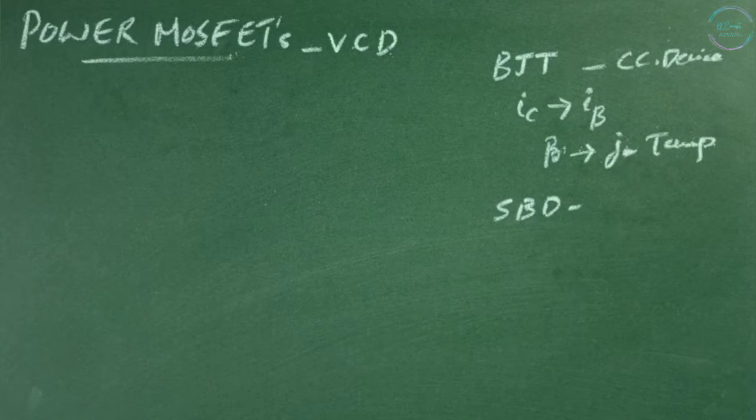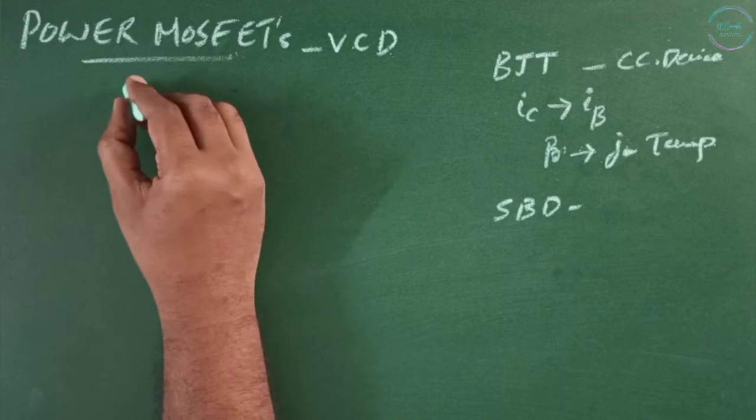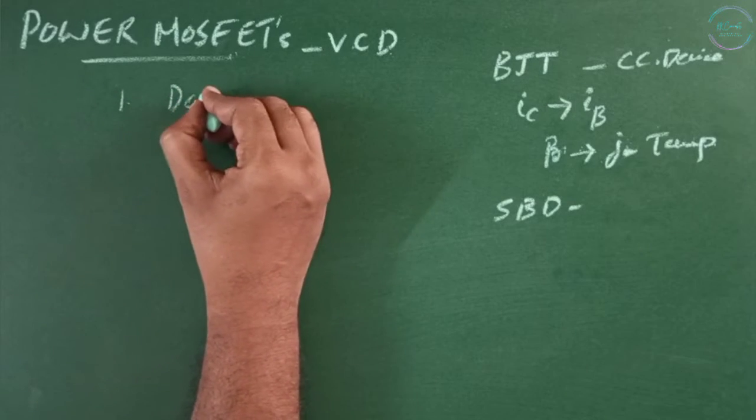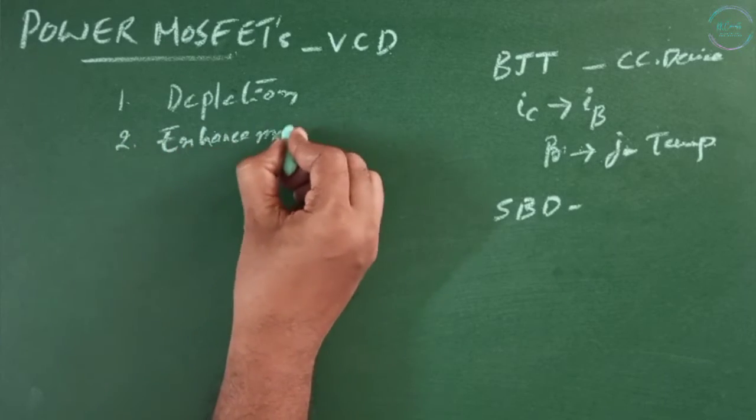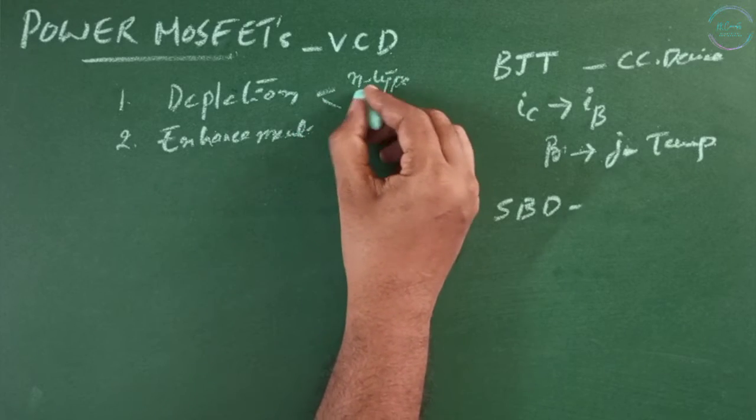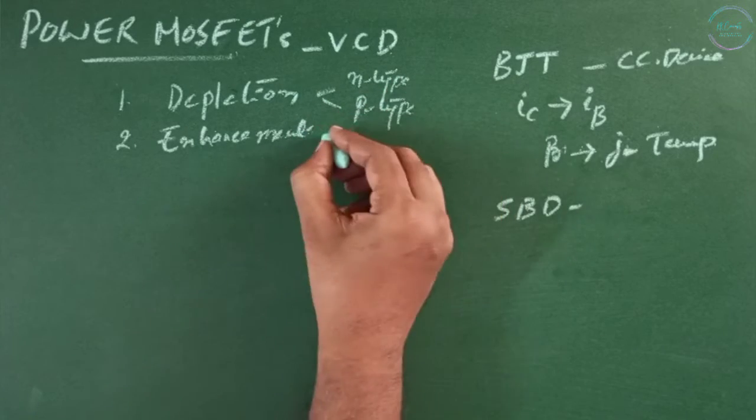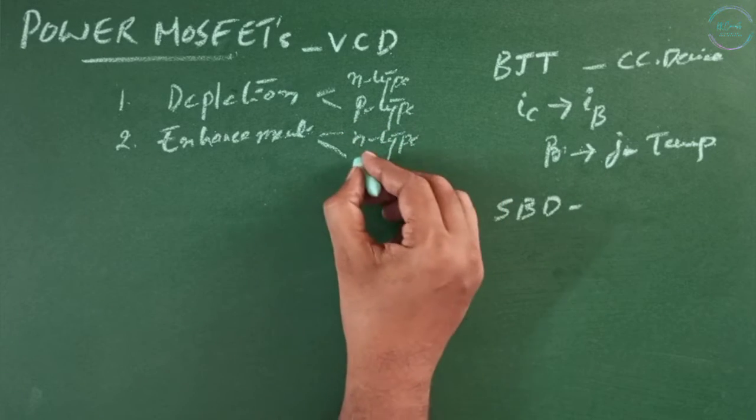However, MOSFETs have the problem of electrostatic discharge and require special care in handling. In addition, it is relatively difficult to protect them under short circuit fault conditions. Depending on the structure, power MOSFETs are of two types, that is depletion type, and secondly enhancement type. In these two types, there are N type and P type. Similarly, here also N type and P type.